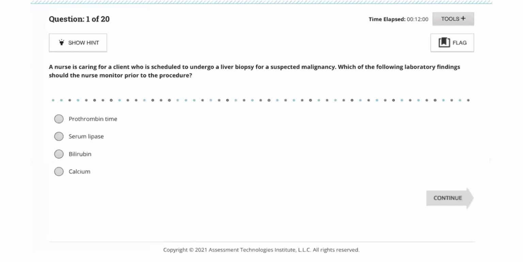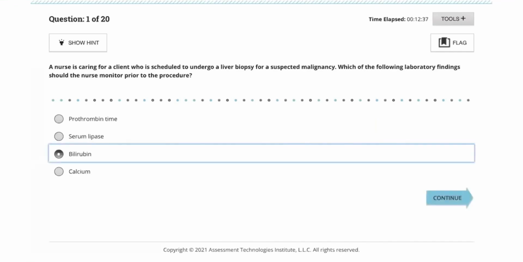Okay, a nurse is caring for a client who is scheduled to undergo a liver biopsy for a suspected malignancy. Which of the following laboratory findings should the nurse monitor prior to the procedure? What do you think? Prothrombin, bilirubin. I go with C, bilirubin.